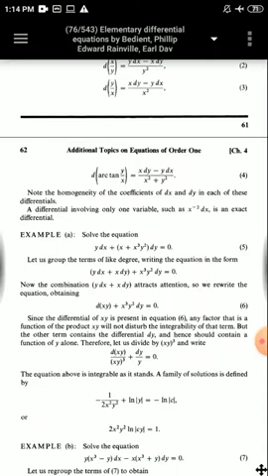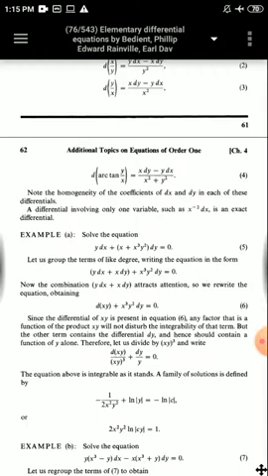Let us group the terms of like degree, writing the equation in the form y dx plus x dy plus x cube y square dy equal to 0.